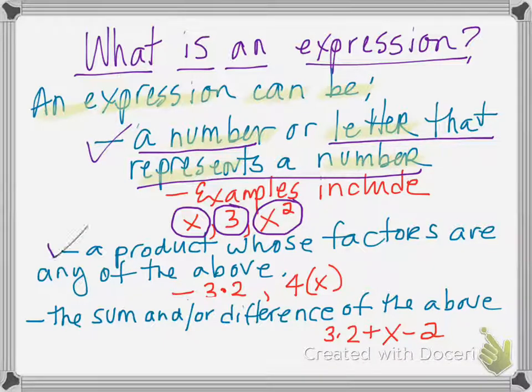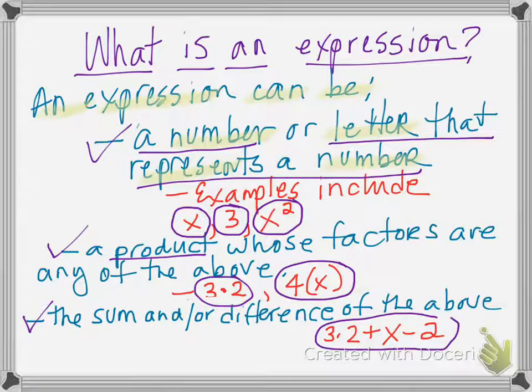Another thing an expression could be is a product whose factors are any of the above. So, for example, 3 times 2, 4x is an expression, right? The last one here is a sum and/or difference of the above. So 3 times 2 plus x minus 2. All of these, what do you not see in any of these expressions? You don't see an equal sign.